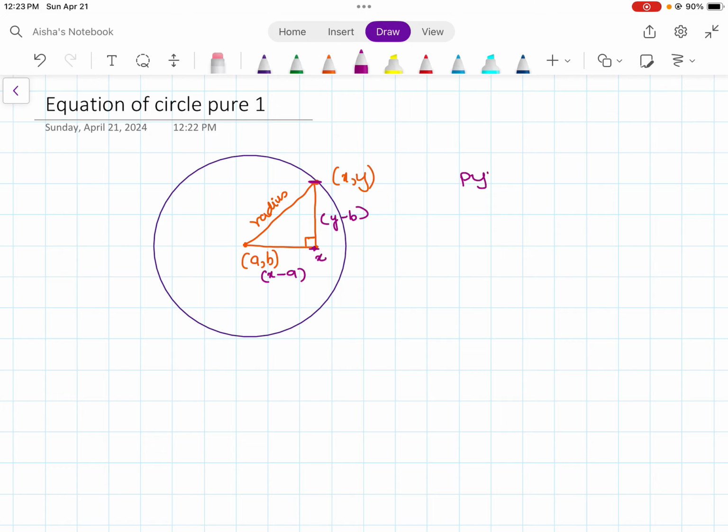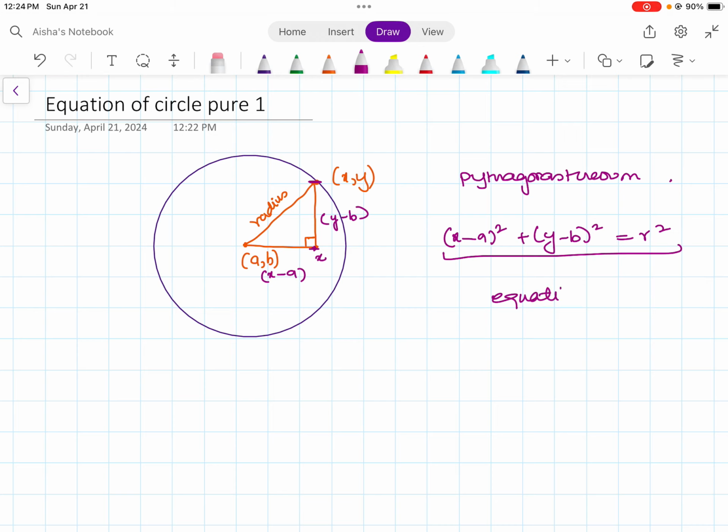So if you apply Pythagoras theorem, (x minus a) the whole square plus (y minus b) the whole square equals the radius square. This is called the equation of a circle. Now what are a and b here? (a, b) are the coordinates of the center of the circle, and r is the radius of the circle.